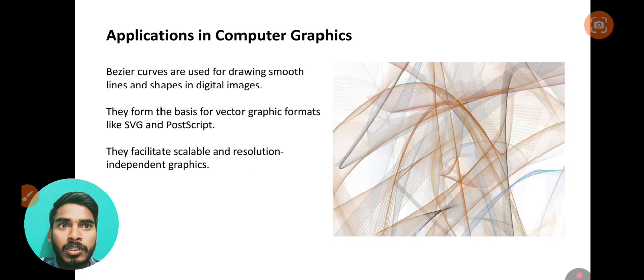Applications in computer graphics. Bezier curves are used for drawing smooth lines and shapes in digital images. They form the basis for vector graphic formats like SVG and PostScript. They facilitate scalable and resolution-independent graphics.